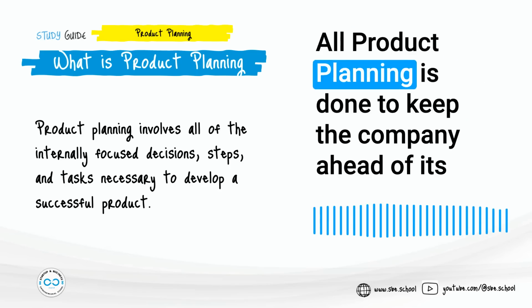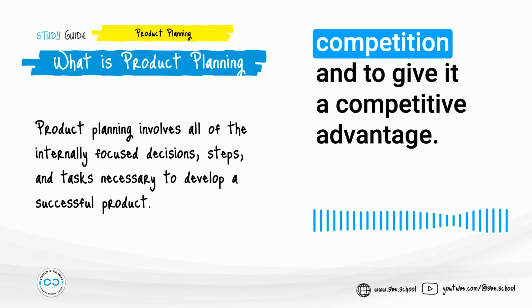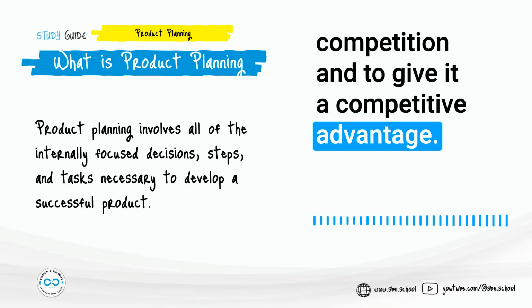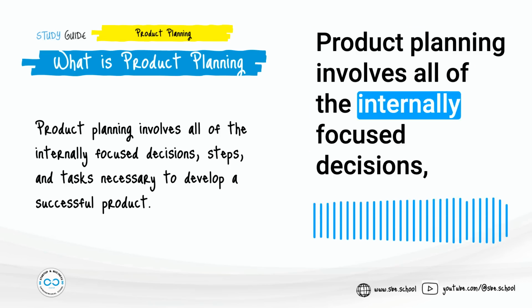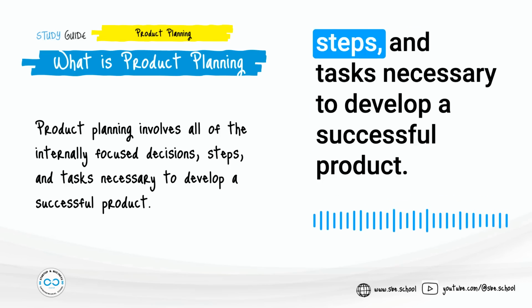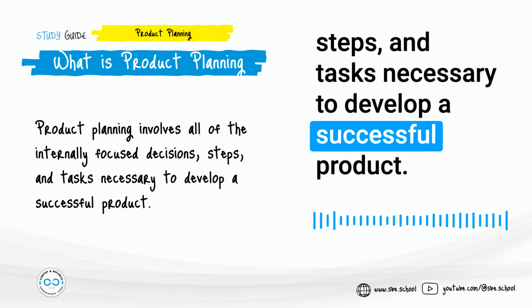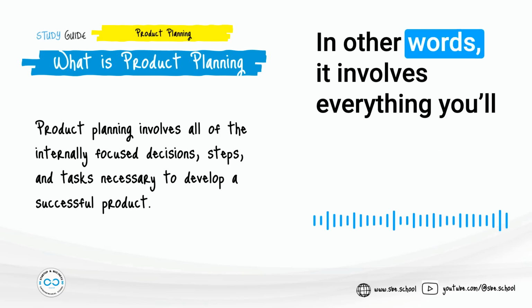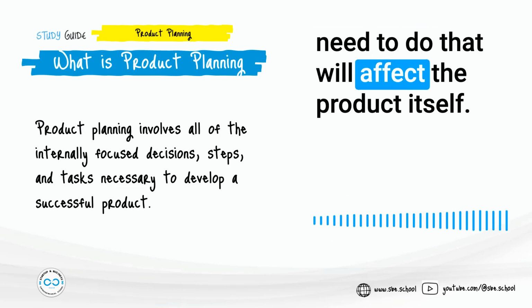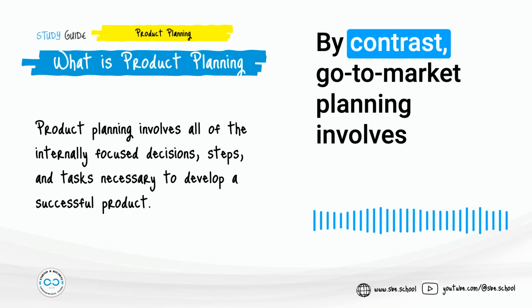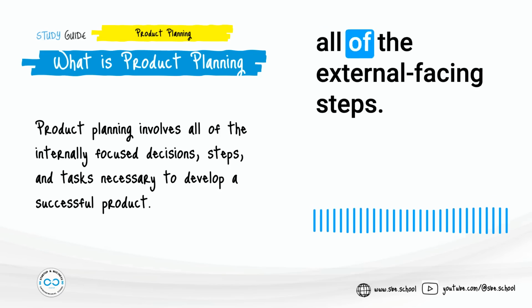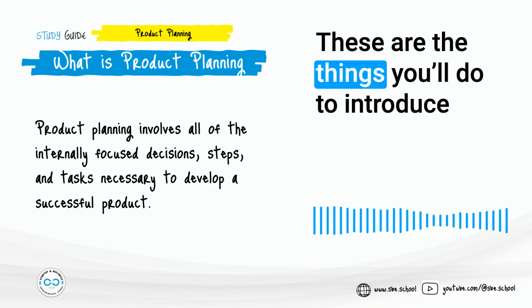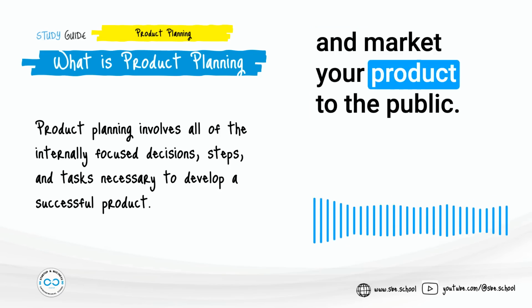All product planning is done to keep the company ahead of its competition and to give it a competitive advantage. Product planning involves all of the internally focused decisions, steps, and tasks necessary to develop a successful product. In other words, it involves everything you'll need to do that will affect the product itself. By contrast, go-to-market planning involves all of the external-facing steps. These are the things you'll do to introduce and market your product to the public.